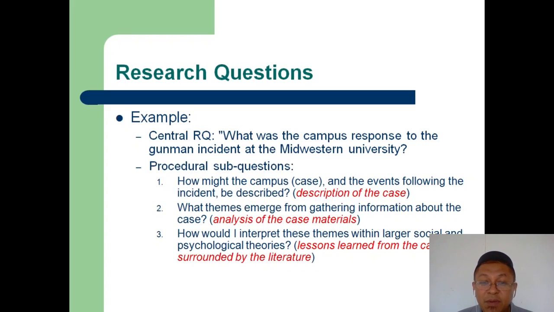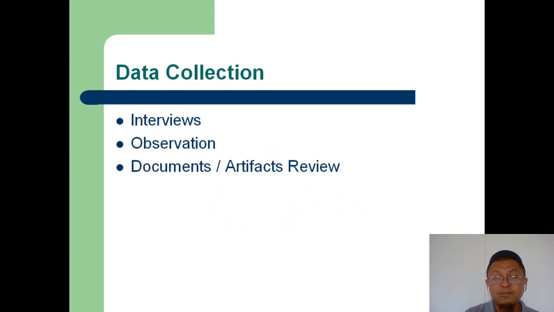How might the campus case and events following the incident be described? Okay, description. What themes emerge from gathering information from the case? Analysis of the case material. Okay, how would I interpret these themes within larger social and psychological theories?